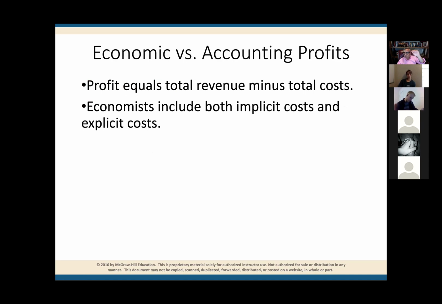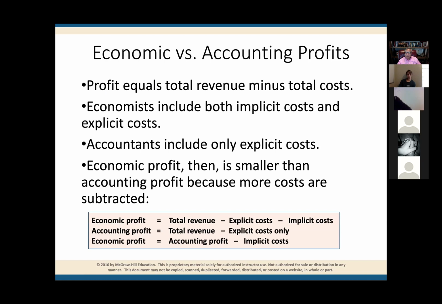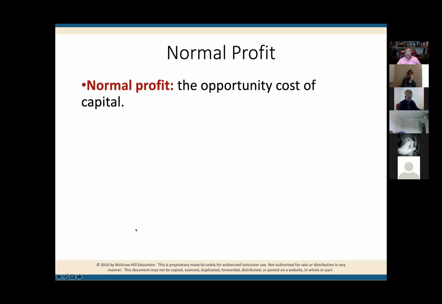We have revenues minus explicit cost, and that will give me my accounting profit. And then to my accounting profit, I subtract my implicit cost, and that will give me my economic profit, okay? So it's total revenue minus explicit cost minus implicit cost that will give me my economic profit. If I get my total revenue and I only subtract my explicit cost, then that will give me only my accounting profit. Okay. So now what will happen, for example, if my economic profit is 0?